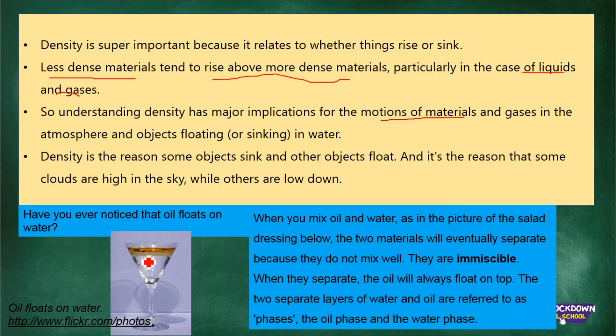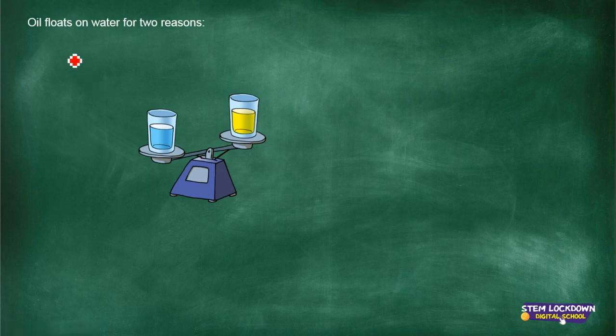So if you look at the picture, on top you have the oil phase where the oil is floating, and you have the water phase at the bottom, and you can see it's not mixing. So even if you stir this mixture, after a while the oil will still settle on top. It will go on top, and we're going to find out why. So the oil floats in the water for basically two reasons.